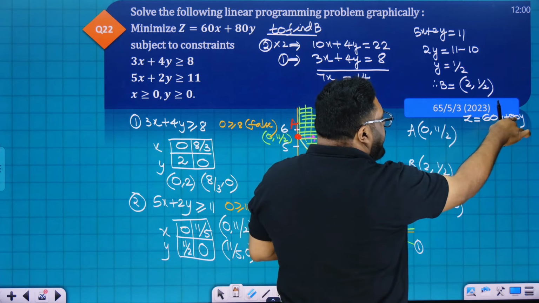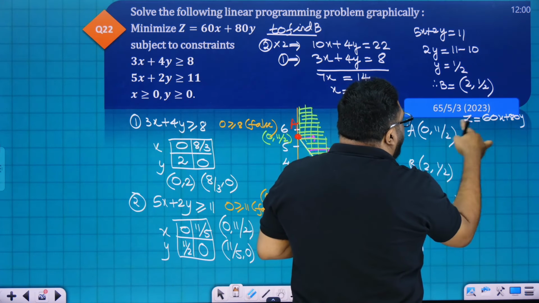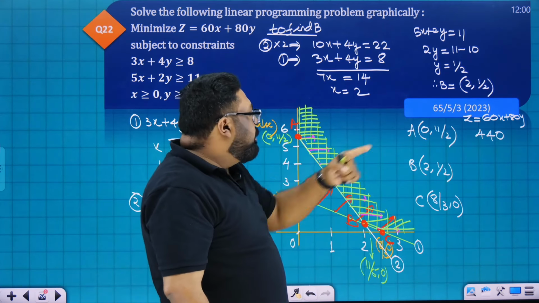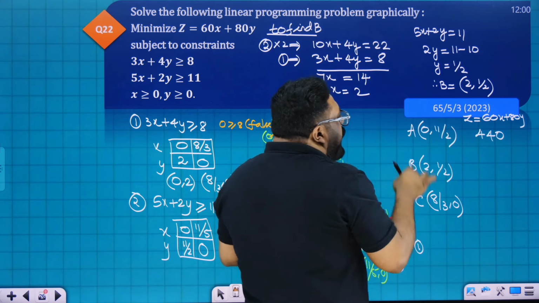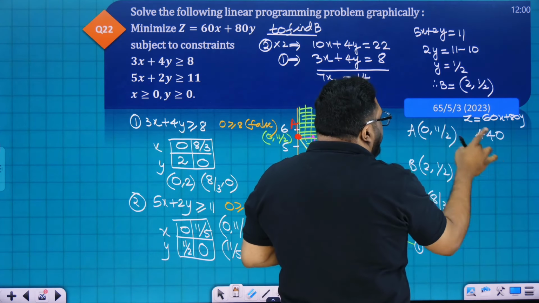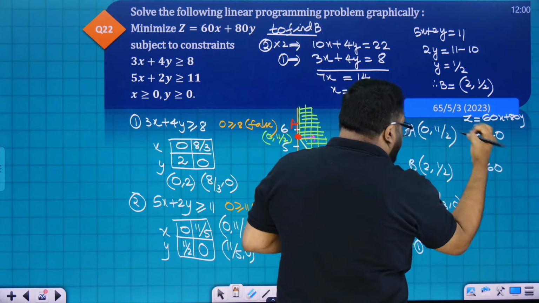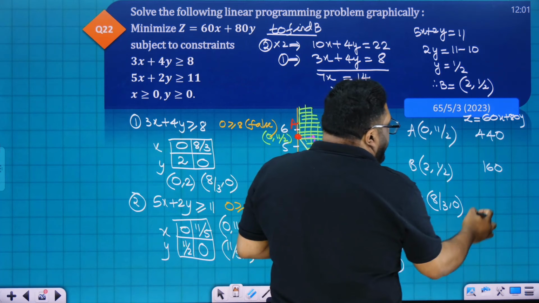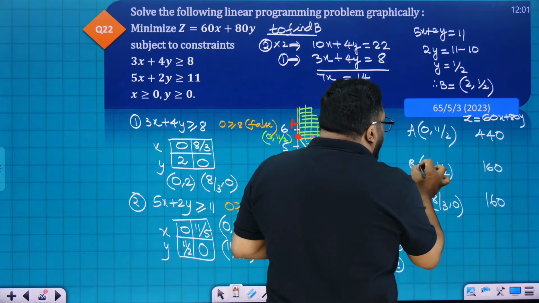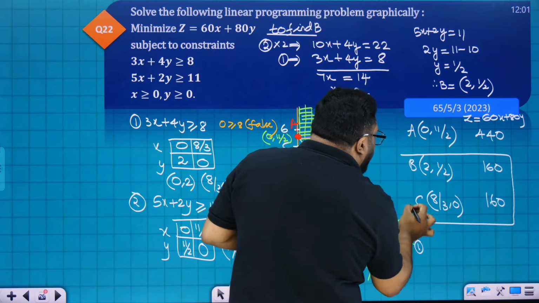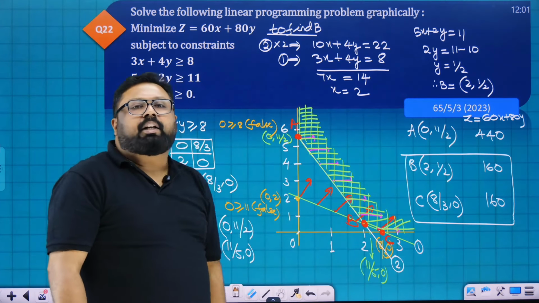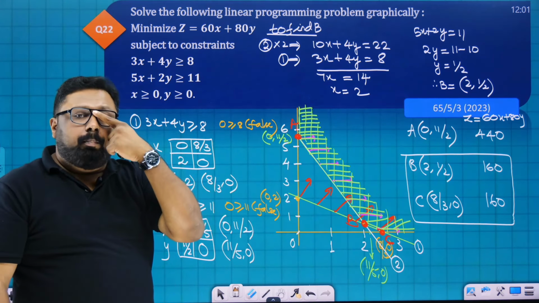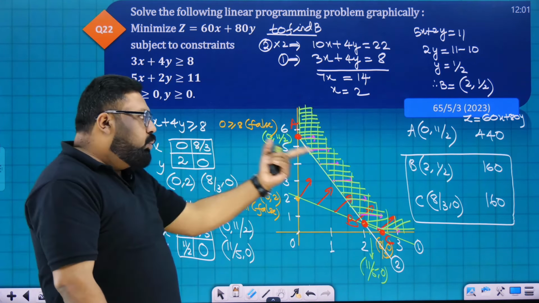Substitute 11 by 2, that is 40 into 11, which is 440. Now 2 and 1 by 2, so 2 makes 120, 1 by 2 makes it 40. So 40 and 120, it is 160. Now 8 by 3, so 60 by 3 is 20, so 8 2s are 16, 160. Again, you have multiple solutions. Minimum value occurs at both B and C, which is 160.